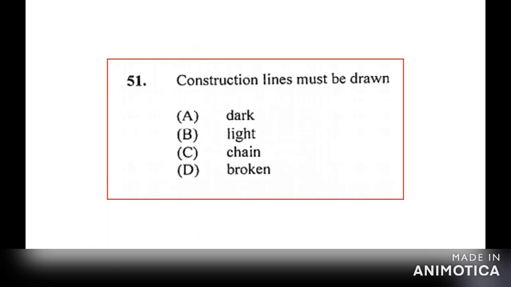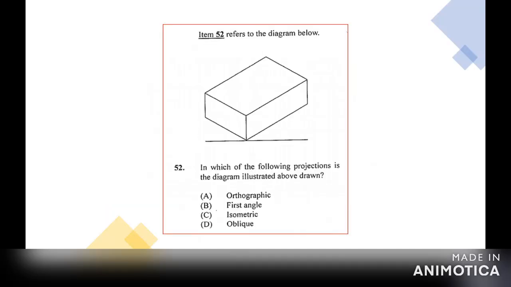Which of the following shows the development of a square pyramid? Okay, that would be D. Construction lines must be drawn light. You don't want to do them dark. In which of the following projections is the diagram illustrated above drawn?